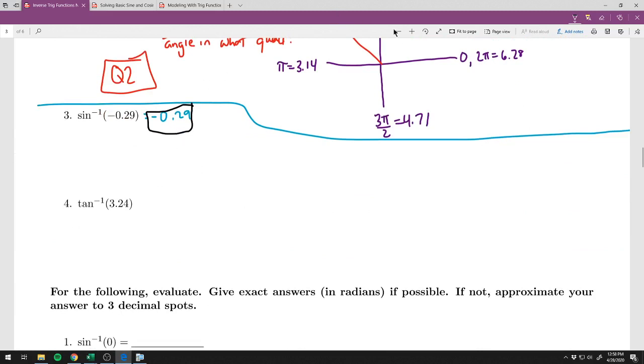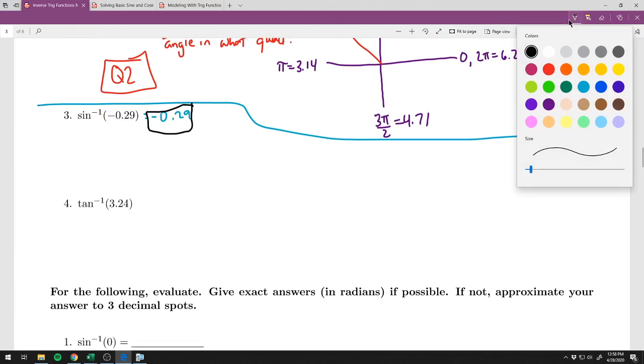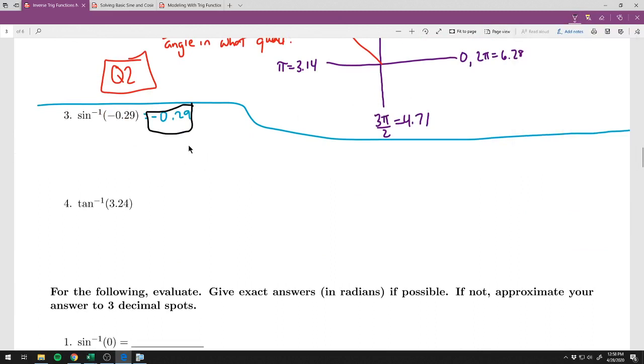And this one, it's probably best just to realize what quadrant this is in. This is in quadrant 4. It's between negative pi over 2, which is about negative 1.57, and 0.